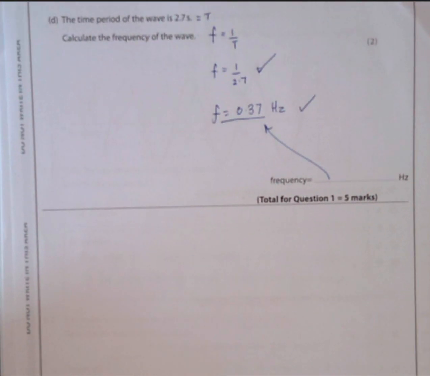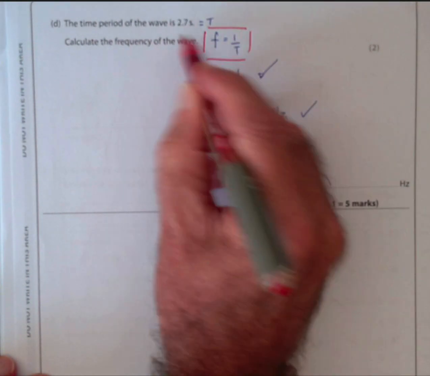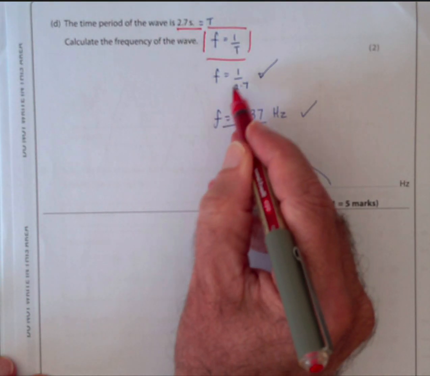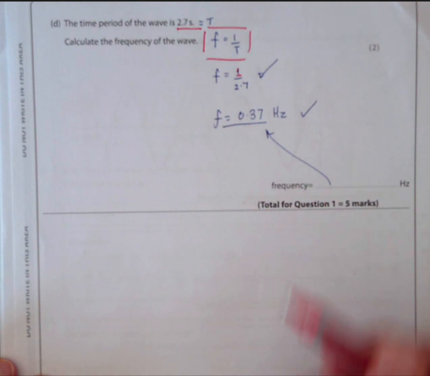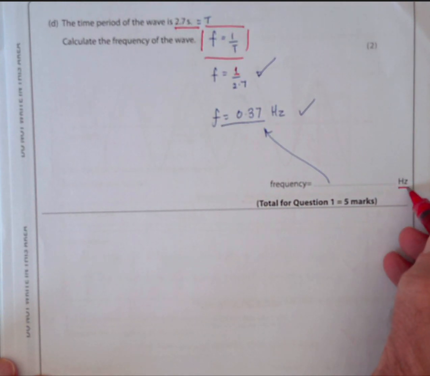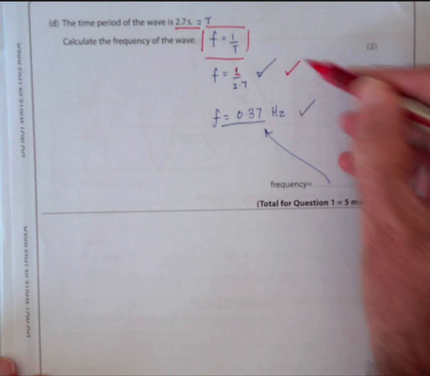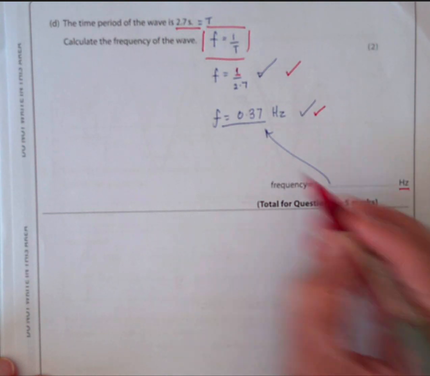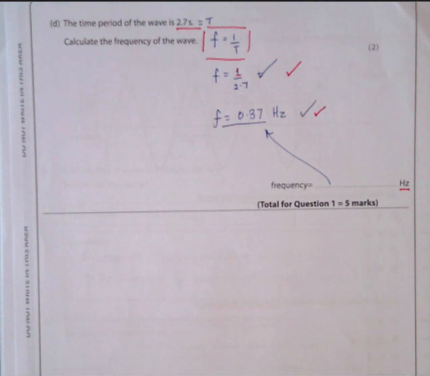The next question wants you to use the equation f equals 1 over T. They've given you the T. They want you to put it into the equation. 1 over T gives you 0.37. The units are being given to you, so you just need to make sure you've got the answer. And 2 decimal places would be correct because you've got 2 significant figures in the data.